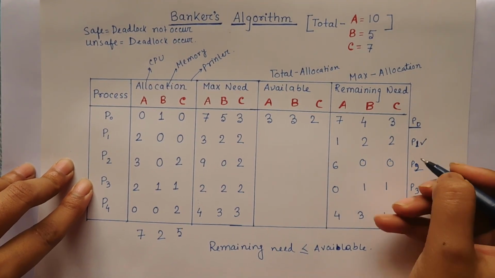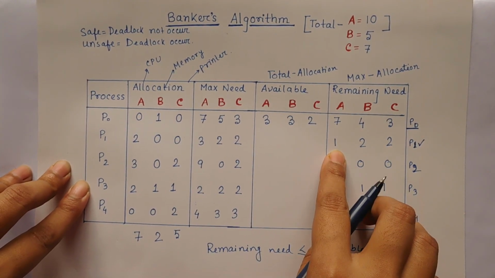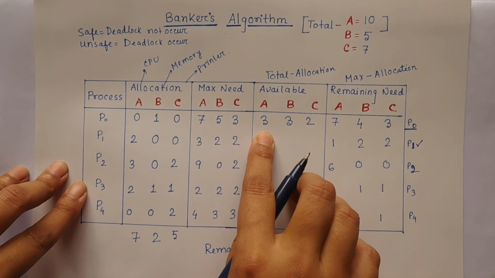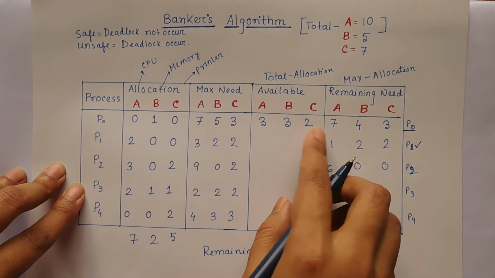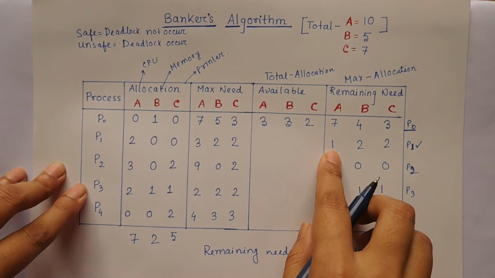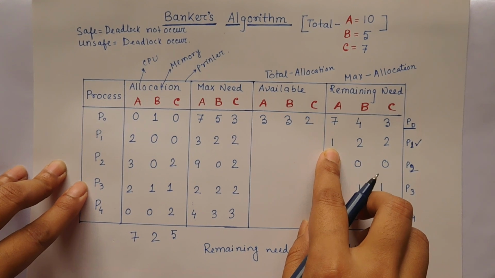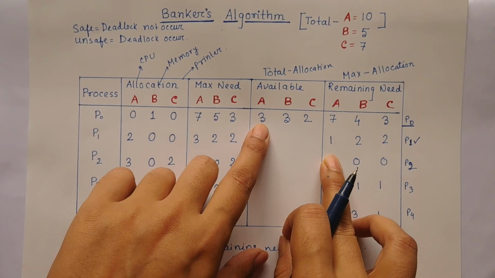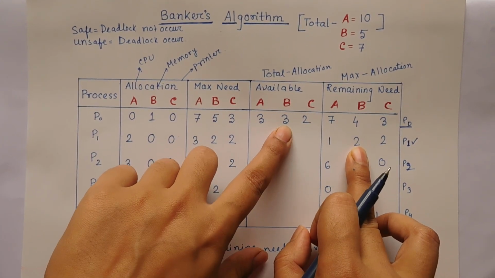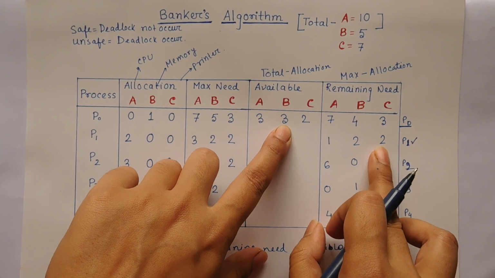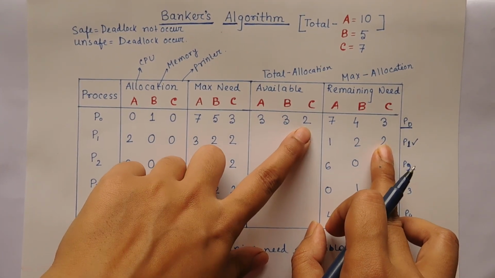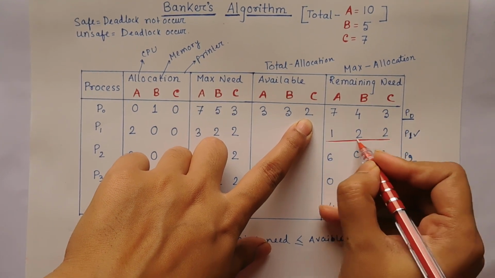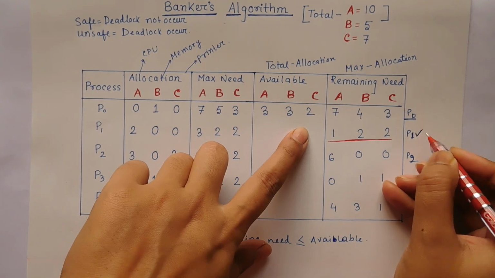Now we consider P1. For P1, the remaining need is 1, 2 and 2 for the resources A, B, C, and available is 3, 3, 2. It is more than the remaining. That means for A, 1 instance is needed and 3 is available, so it is granted. For B, 2 is needed, 3 is available, so it is also granted. And for C, 2 is needed and 2 is available. So this is now executed.